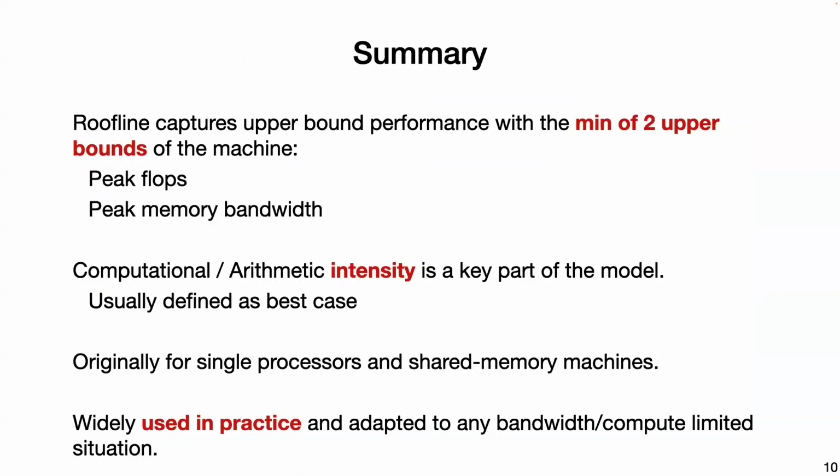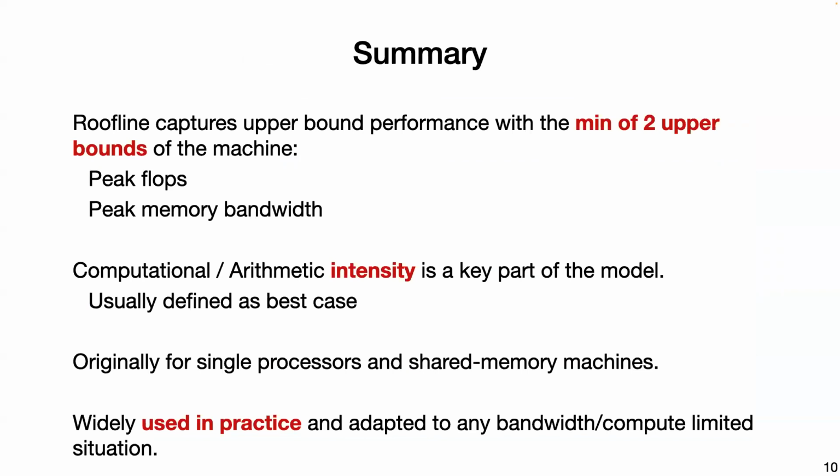Okay, to wrap up the part about the roofline: it tells you the upper bound on performance as the min of two upper bounds of the machine, which are peak flops and peak memory bandwidth. Arithmetic intensity, which is flops over the number of bytes that you have to move from DRAM, is a key part of the model and is usually defined as the best case scenario for your application.